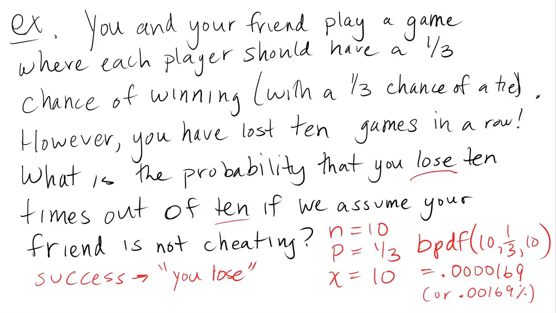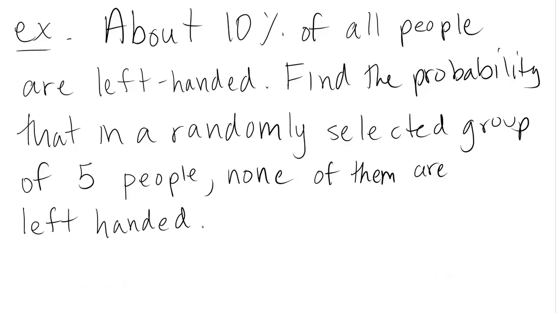Let's move on to the next example, which honestly I'm really just using to set up the example after that. It says about 10% of all people are left-handed. Find the probability that in a randomly selected group of 5 people, none of them are left-handed.